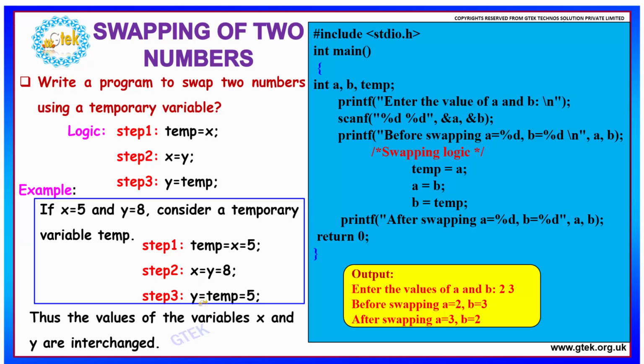And then you are assigning the value of temp to y. So now your x will have its value to be 8 and your y will have its value to be 5. If you see, our values are interchanged. That's cool, right? Let us do this using a program.